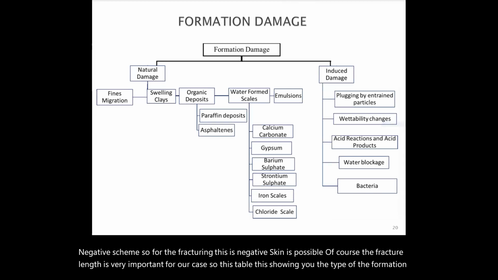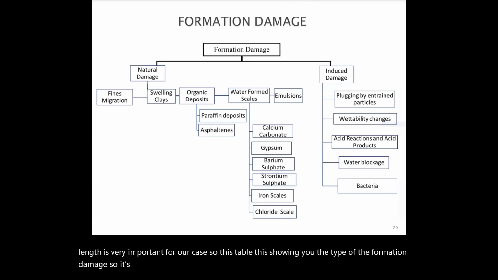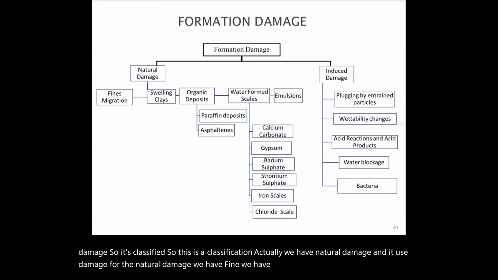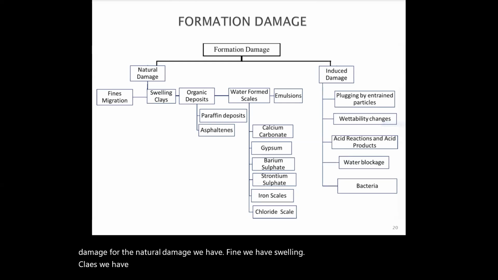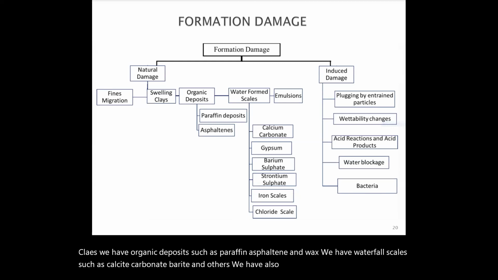So this is a classification. We have natural damage and induced damage. For the natural damage, we have fines, swelling clays, and organic deposits such as paraffin, asphaltene, and wax. We have water-formed scales such as calcite, carbonate, ferrite, and others. We also have emulsion that will be created from the mixture of the oil and water.